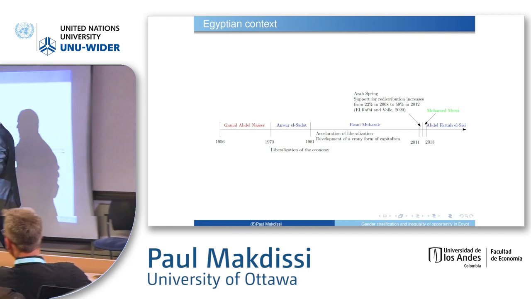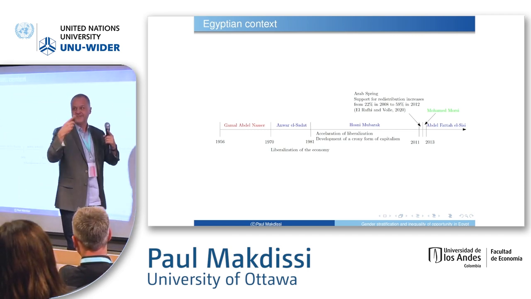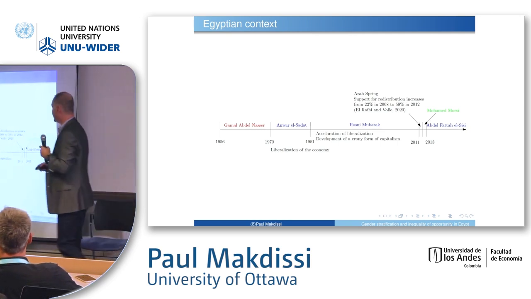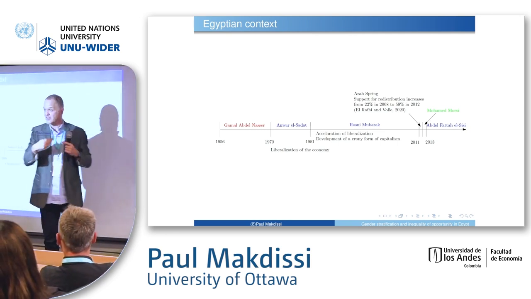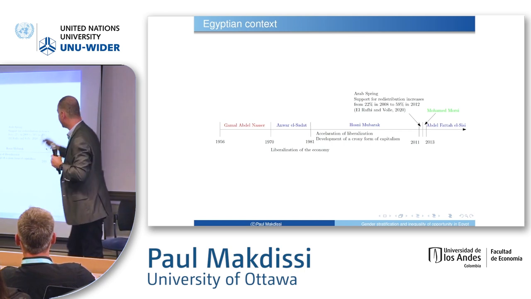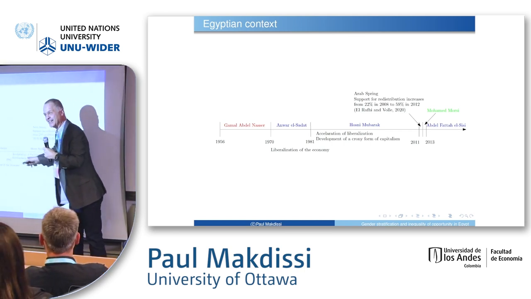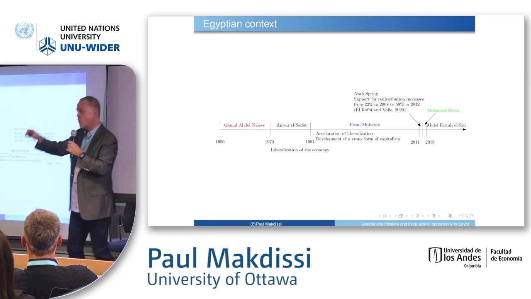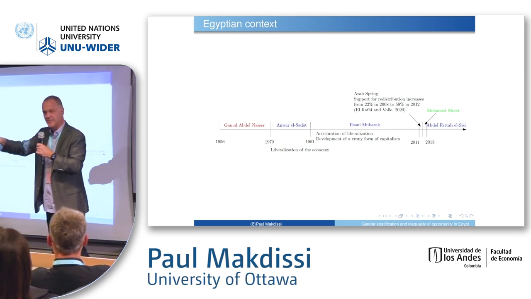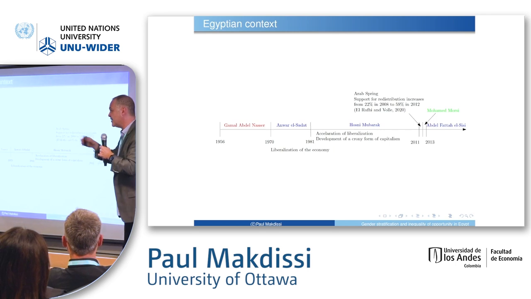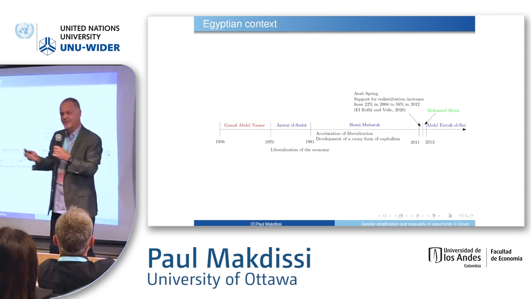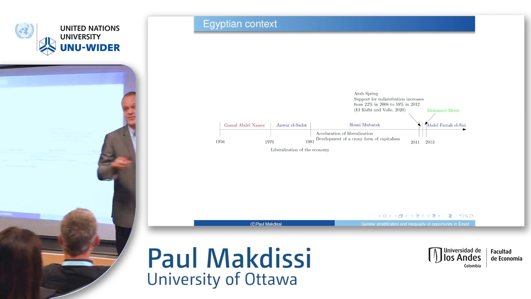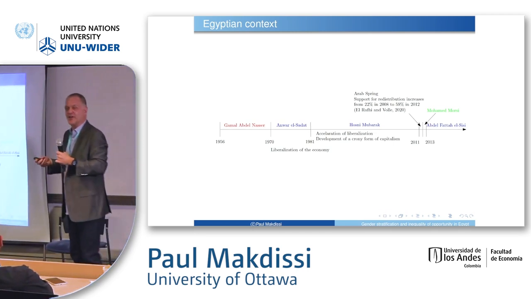You have Gamal Abdel Nasser, and it's the period of Arab nationalism. It's a centralized economy. Then you have Anwar el-Sadat, who starts liberalization. It's accelerated under Hosni Mubarak. And this is the important story here: it's accelerated and it takes more and more the form of crony capitalism. So an economic system where if you're a friend of someone in power, then you get rich. Of course, if you have an inequality of opportunity view, this is not what you aim for.